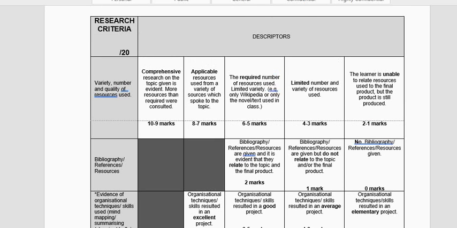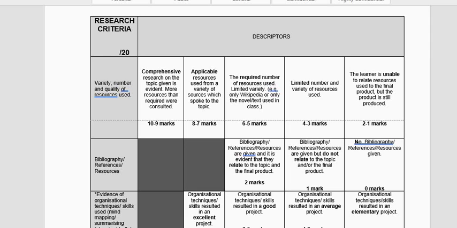The first criteria speaks to the variety, the number, and the quality of resources used. And if you look at this, make 100% sure that you understand the descriptors: the learner is unable to relate resources used to the final product, but the product is still produced. So the learner produced a product, but the resources do not relate to the product that he has produced. You will then give this learner 1 to 2 marks, and always give the learner the benefit of the doubt.